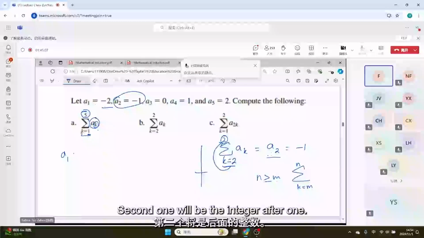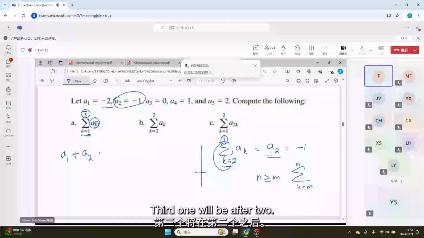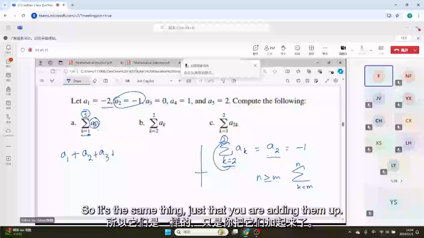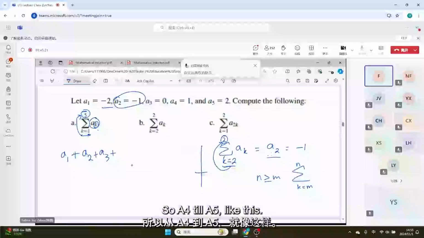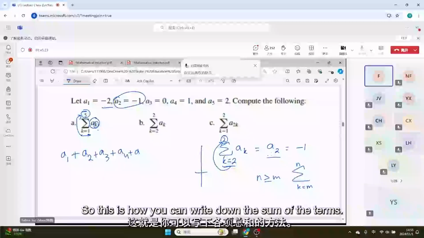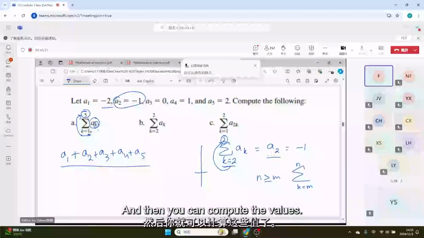The second one will be the integer after 1. The third one will be after 2. Okay, you will simply add them up. So it's the same thing, just that you are adding them up, and you have to reach up to the final term, so A4, till A5, like this. So this is how you can write down the sum of the terms, and then you can compute the values.